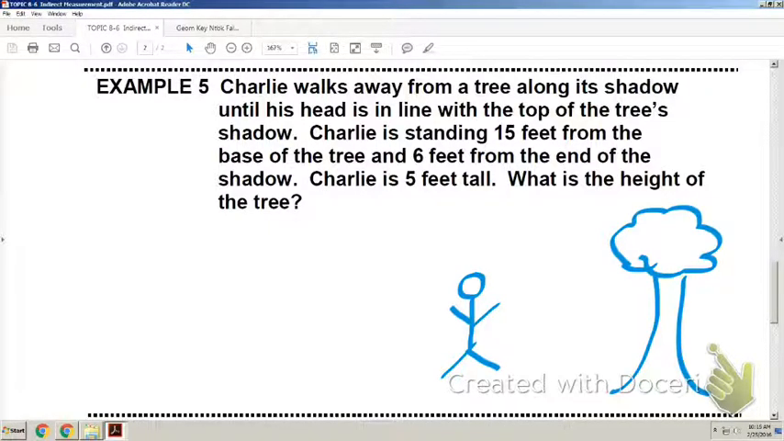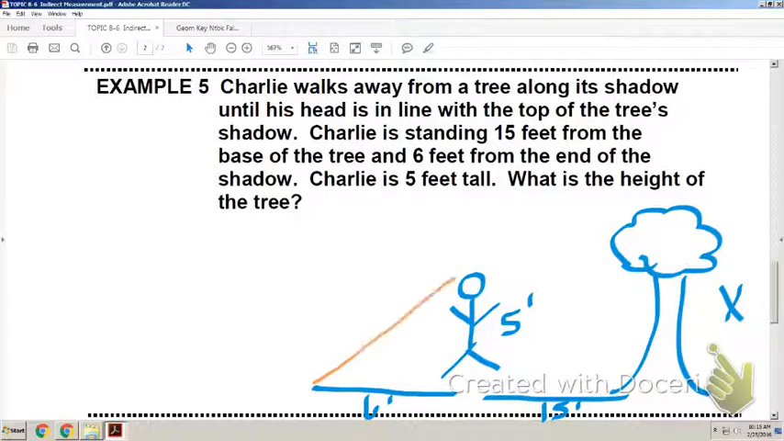And it says Charlie is standing 15 feet from the base of the tree. So this length right here is 15 feet. And he's 6 feet from the end of the shadow. So going past Charlie is 6 feet. Charlie is 5 feet tall. What is the height of the tree? So I'm going to put X here because I don't know.